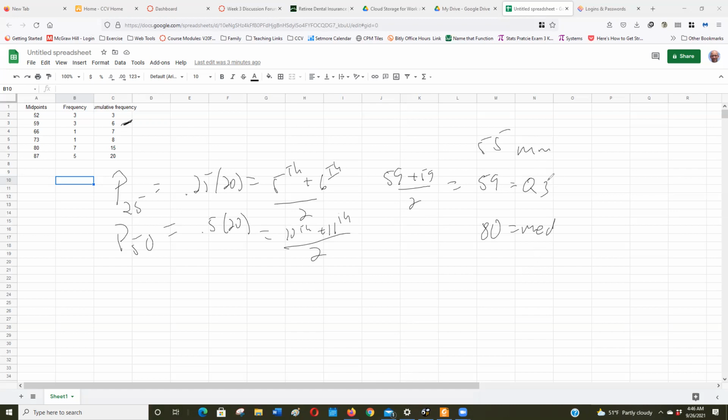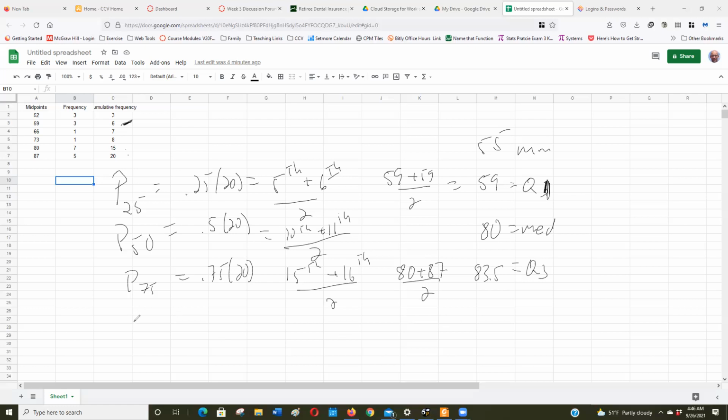And sorry, I labeled this as Q3. This should be Q1. Then Q3 will be the 75th percentile, 0.75 times 20, which is 15. So again, we average the 15th and the 16th number. Where do they fall? The 15th number is 80, we're estimating. The 16th is 87. So we're going to average 80 plus 87 divided by 2. I think that's 83.5.